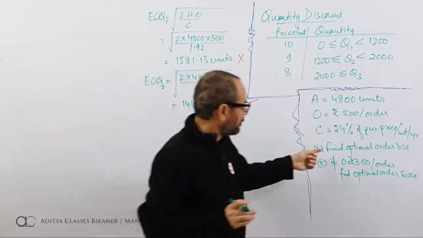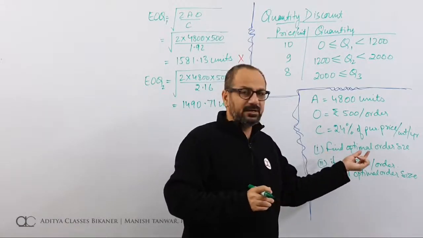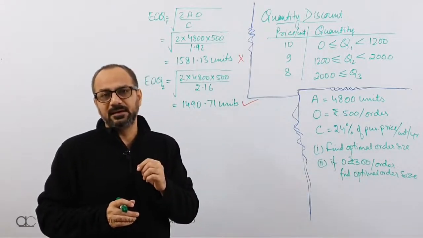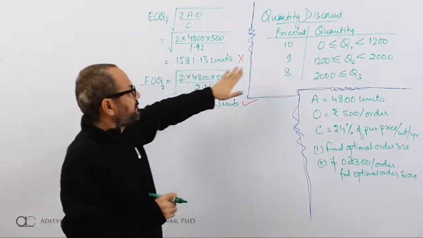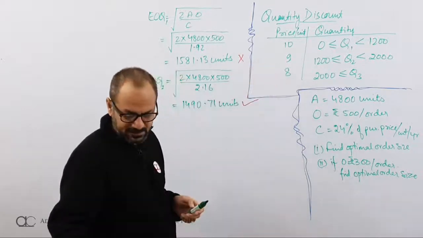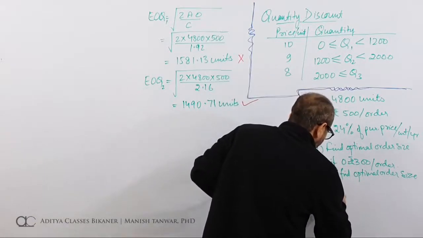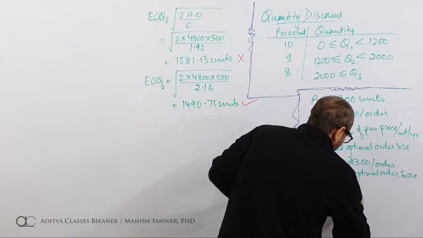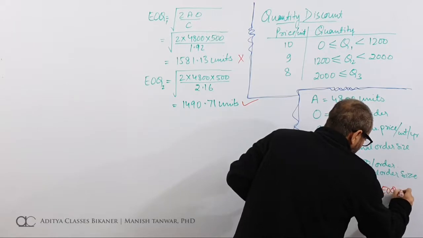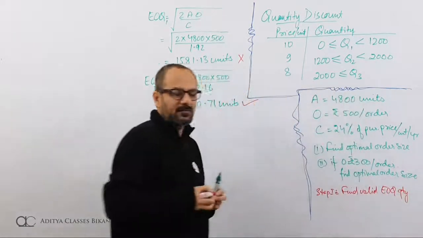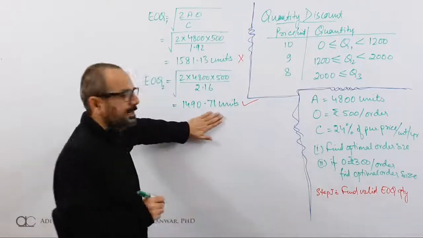But the important thing is to find the optimal order size. This time we need not find EOQ only; rather, we'll try to find out optimal order size. So this is the first phase. These kind of questions, quantity discount questions, are solved in 2 phases. The first phase is step 1: find valid EOQ quantity, economic order quantity. This is valid economic order quantity.